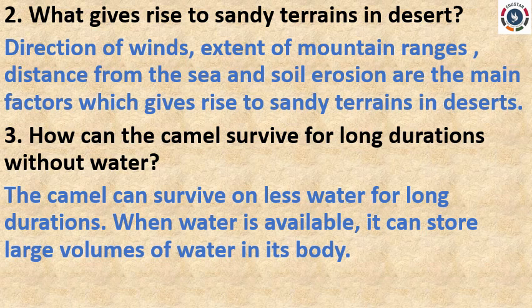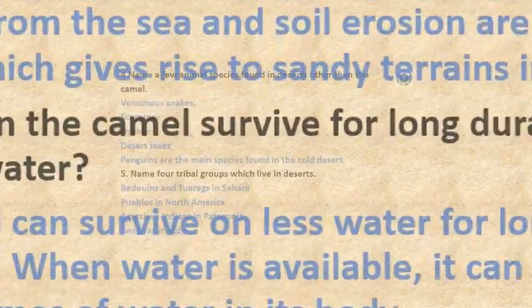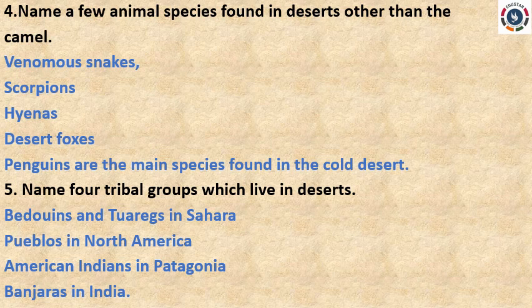Third one, how can the camel survive for long duration without water? The answer, the camel can survive on less water for long duration. When water is available, it can store large volumes of water in its body. Fourth one, name a few animal species found in desert other than camel. Answer, venomous snakes, scorpions, hyenas, desert fox, penguins are the main species found in the cold desert.